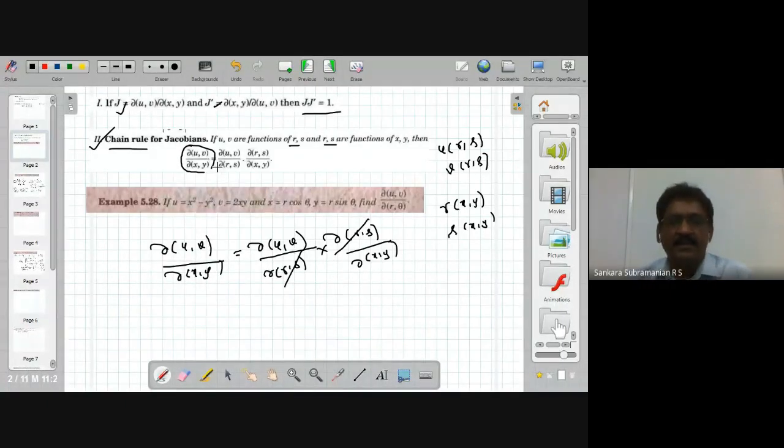This property says that if you want to find the Jacobian of the variables u and v with respect to x and y, under these conditions, we can find the Jacobian of u and v with respect to R and S, and then R and S with respect to x and y will give you the answer for dou u comma v by dou x comma y. This is one property. Based on that property, shall we do one problem?